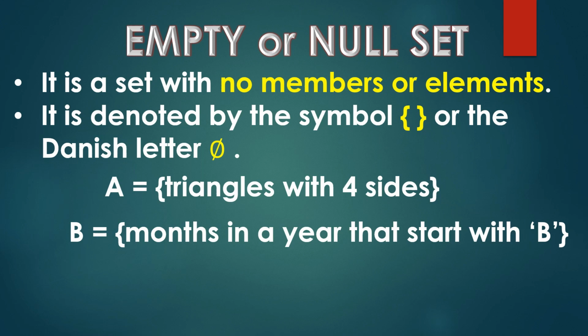B is the set of months in a year that start with letter B. Can you give a month that starts with letter B? I'm sure not. That's why B is an empty or null set.